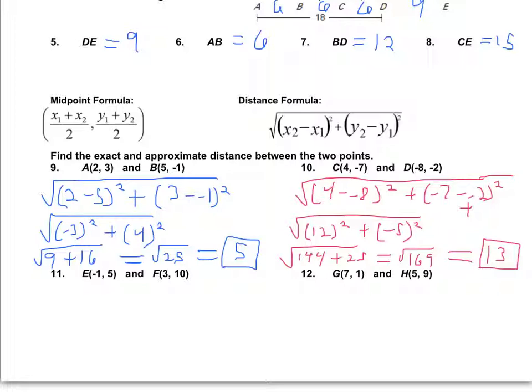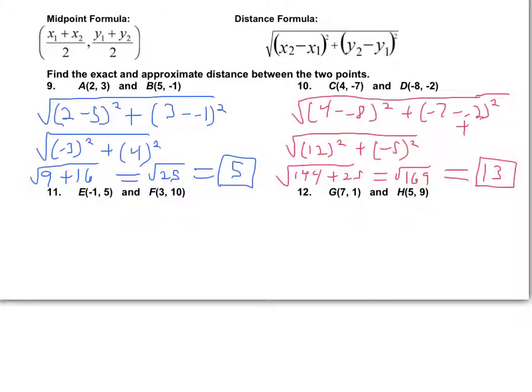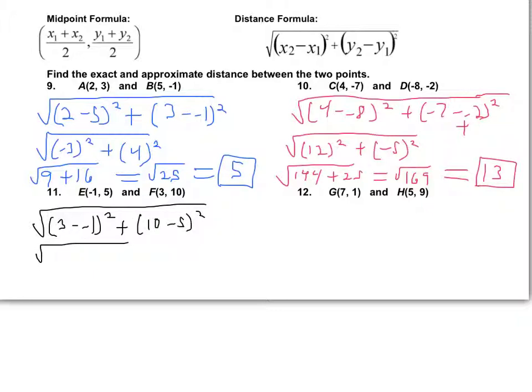All right. Numbers 11 and 12. So, set up the same way. This time I'll do 3 minus negative 1, just to show you that you can subtract in either order. And so then I'll do 10 minus 5 for the y's. So that's going to be 4 squared plus 5 squared. And so that's what, 16 and 25?